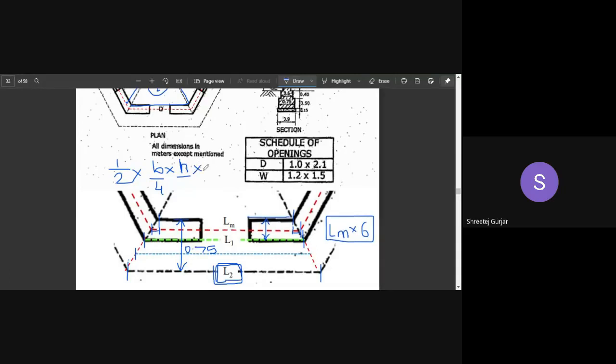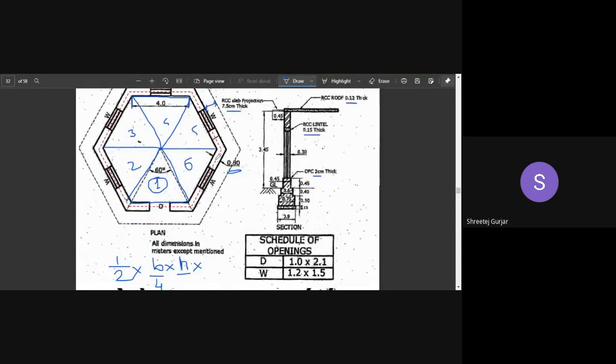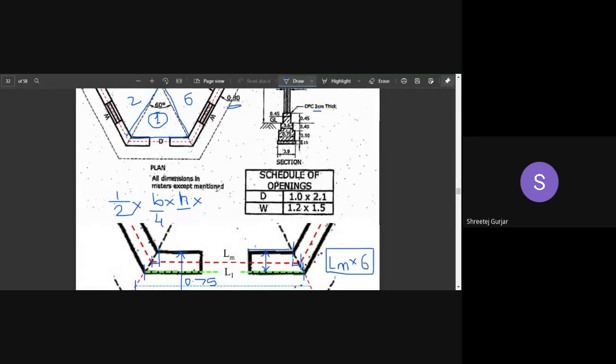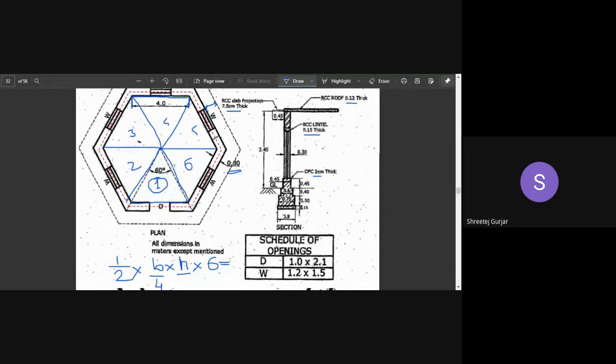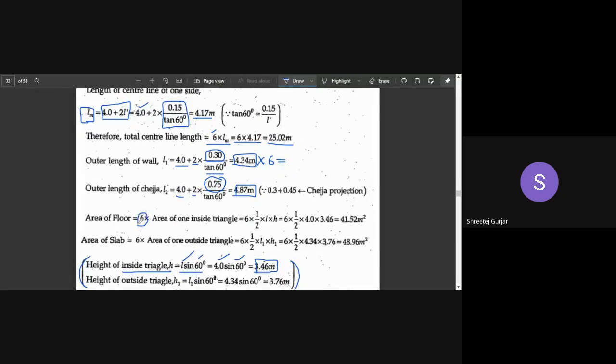Then if you multiply it by the number of triangles, that is 6, you get the total inner area of your room. That is what is given over here. So 6 number of triangles into area of one triangle, that is 6 into half into length into height. So 6 into half into length, that is 4, and the height we have calculated as 3.46.